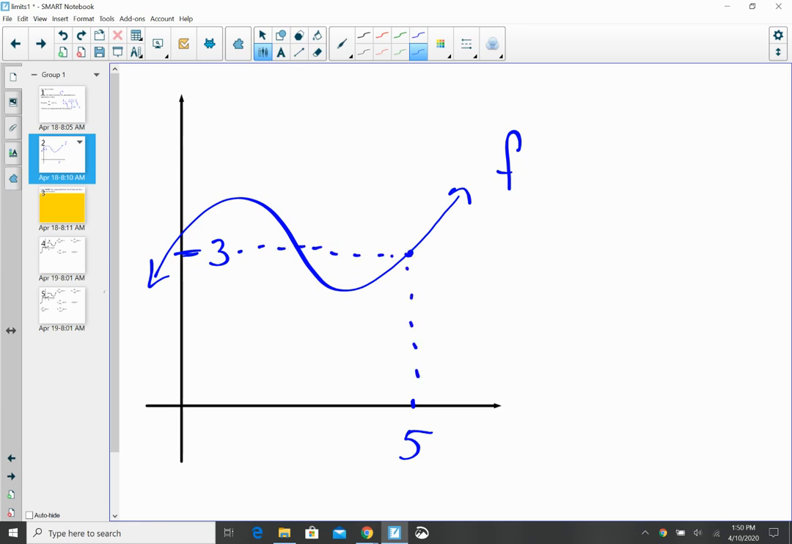So then the notation that talks about this story would be the limit as x approaches 5 of the function f of x equals 3. That's it.